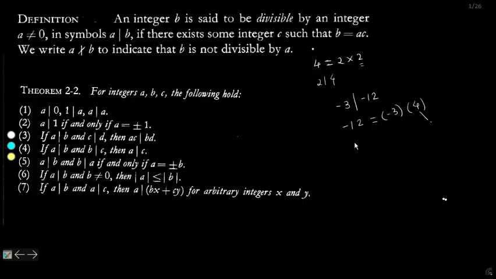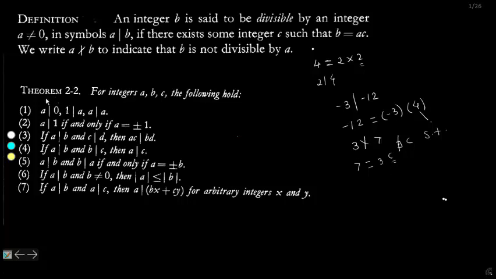Similarly, 3 does not divide 7. Why does 3 not divide 7? Because we cannot write 7 as a multiple of 3. There does not exist any integer c such that 7 can be written as 3 into c. This c must be an integer. So 3 does not divide 7.